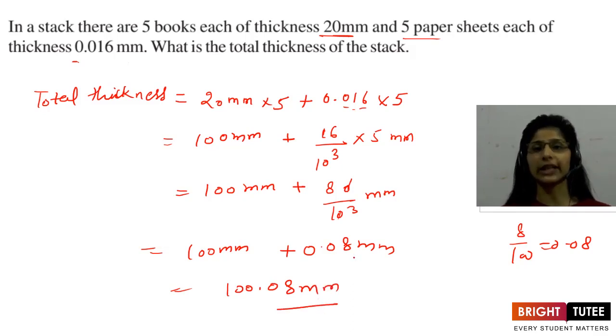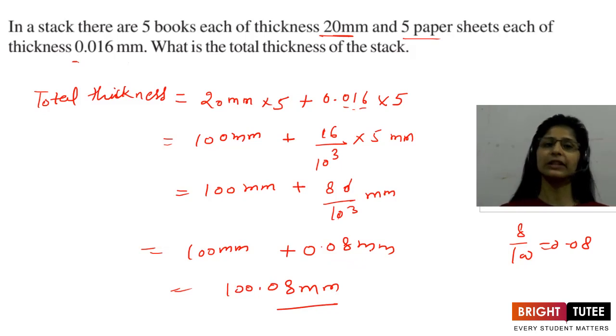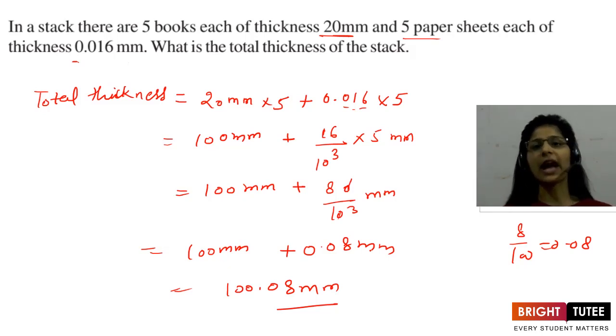So this is the total thickness of the stack, because the thickness of the book, we see 5 books each of thickness 20 mm, and there are 5 paper sheets each of thickness this, right? So for books we have calculated the total, and the sheet also the total thickness, and we added them up. So what we have learnt in the lecture: the usual form, the standard form, right, expanded forms, and we have learned how to do these application based questions. Okay.